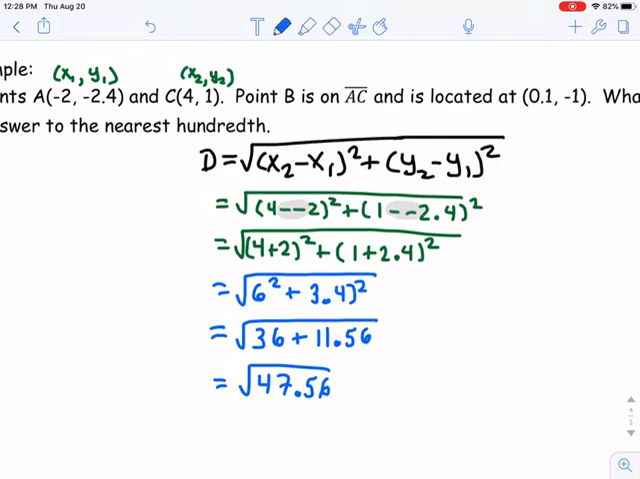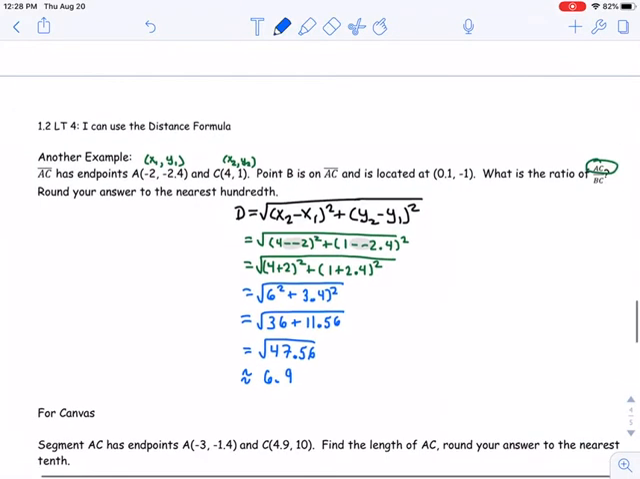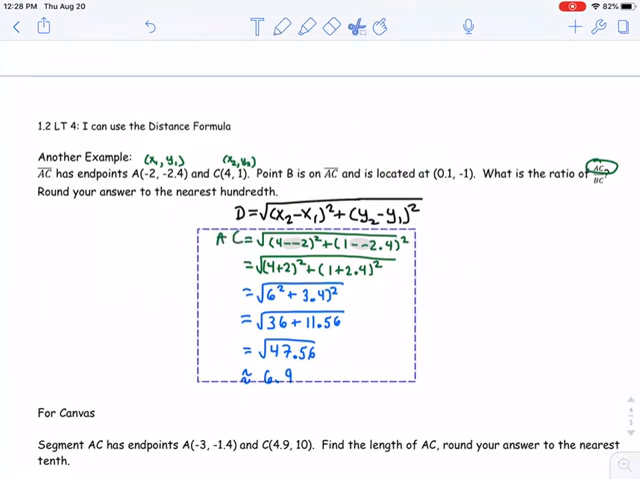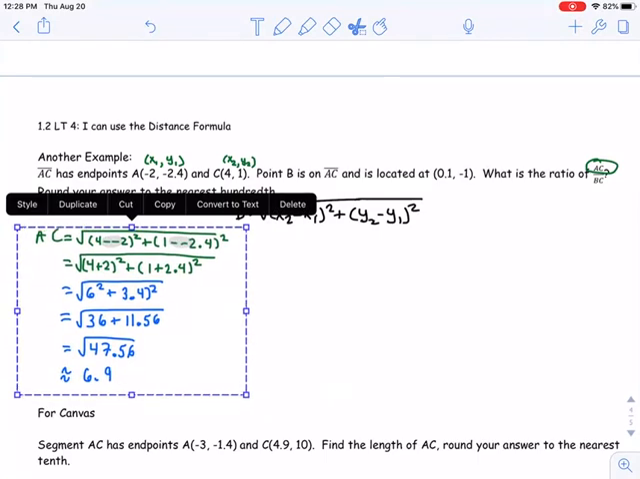All right, and then we get a number approximately 6.9. All right, that was a doozy. All right, that was just for AC. So AC was that number. Let's cut it and move it over here.